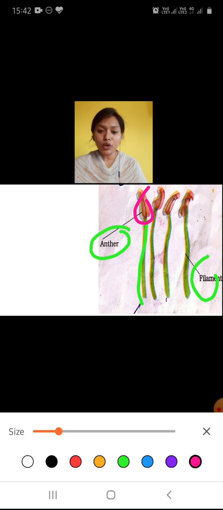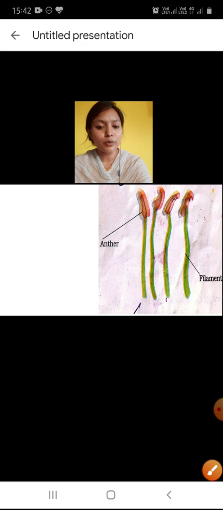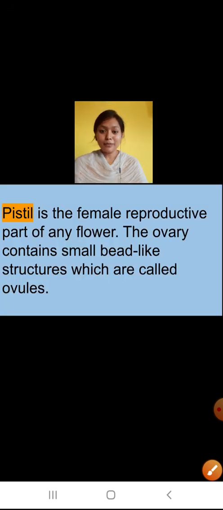These are the parts of the stamen. Stamen is the male reproductive part of a flower. Very good. Now let's move to the female reproductive part of the flower, that is the pistil.